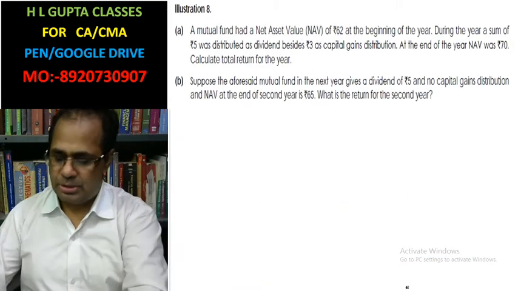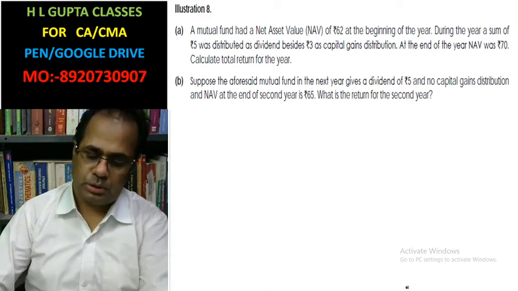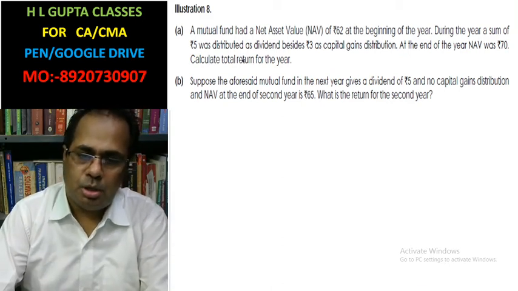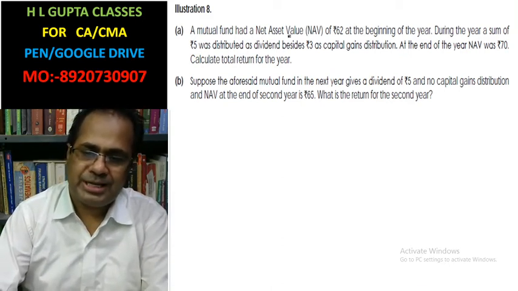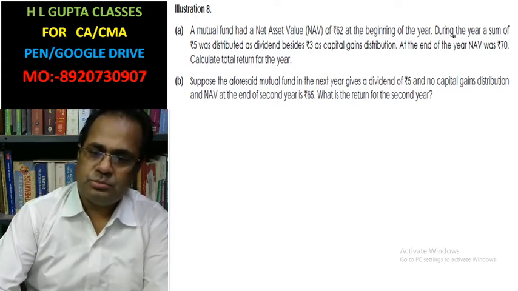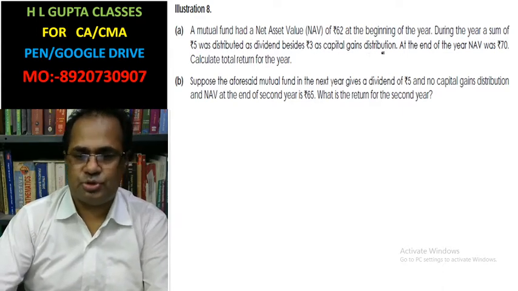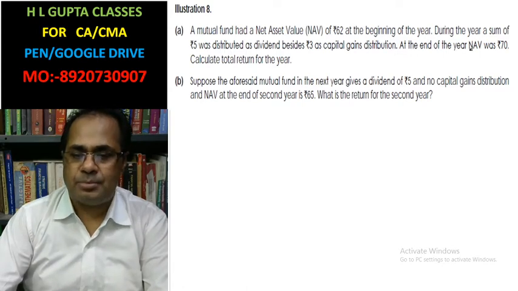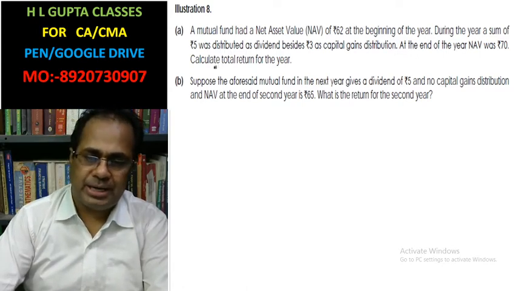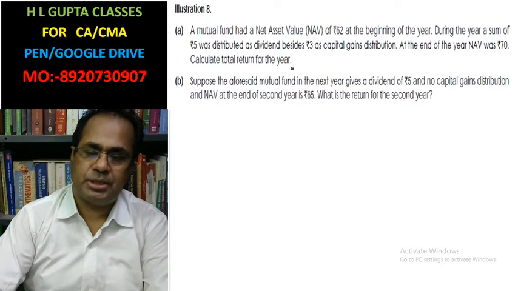Now question number 8. Look at it. A mutual fund has a net asset value of 62 at the beginning of the year. During the year, a sum of rupees 5 was distributed as dividend and rupees 3 as capital gain distribution. At the end of the year, net asset value is 70. Calculate the total return percentage for the year.